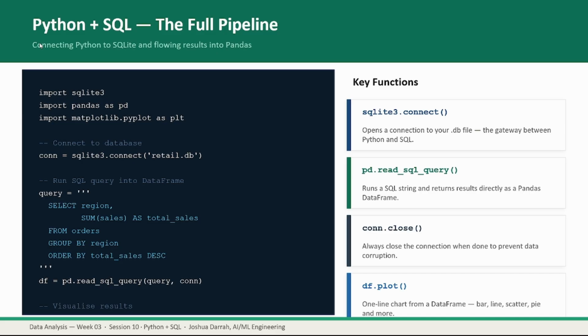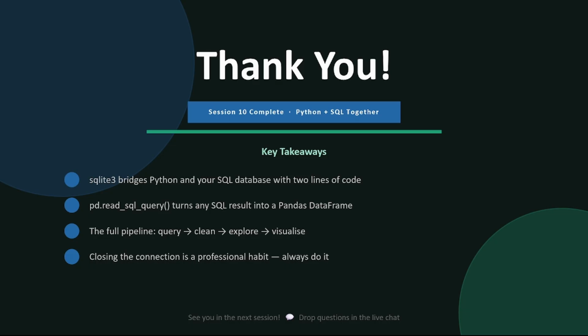That's the complete pipeline. Let me give you a concrete real world example. Imagine your manager walks up to you and says, which region generated the highest revenue last quarter? Here's what you would do. First, write a query. Okay, let me give you an example in VS Code.